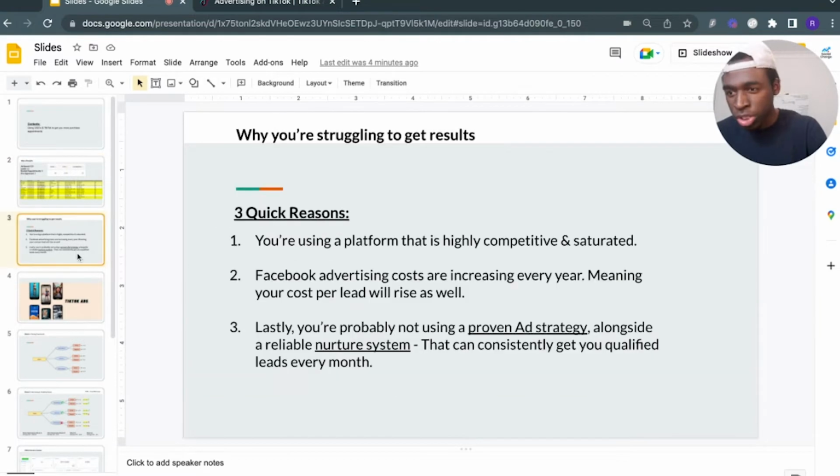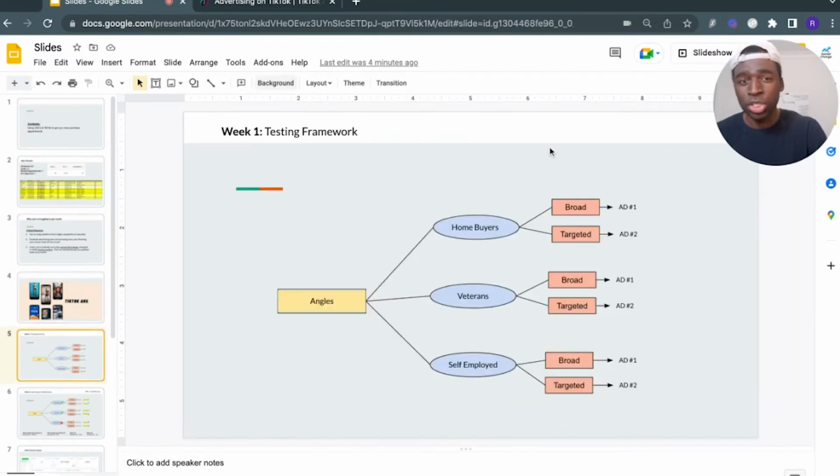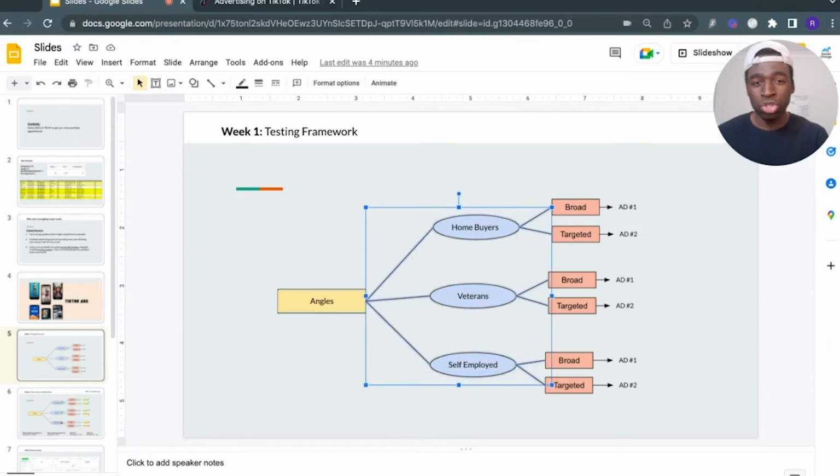So I'll just skip through this, I'll skip through that, and I'll show you the ad strategy, okay? So this is the ad strategy. So week number 1, all we're trying to do is test and figure out your most profitable angle to go for, right? So you could test 3 angles, and this is exactly what we do. And from these 3 angles, you're trying to figure out which one of these is going to get you the lowest cost per lead, right?